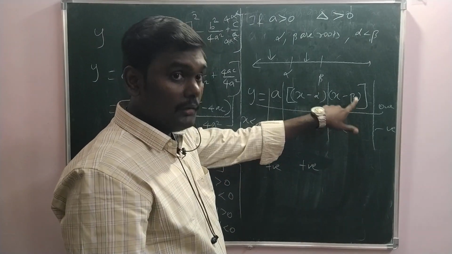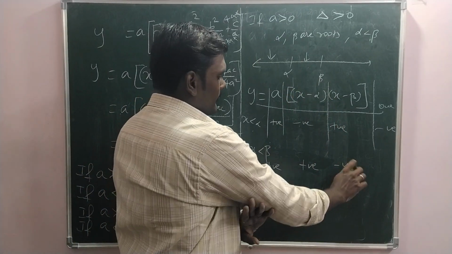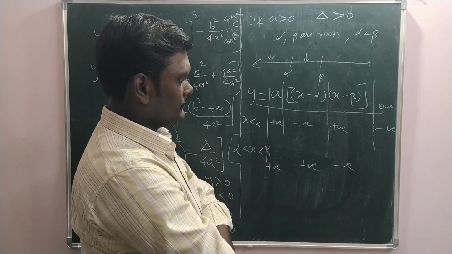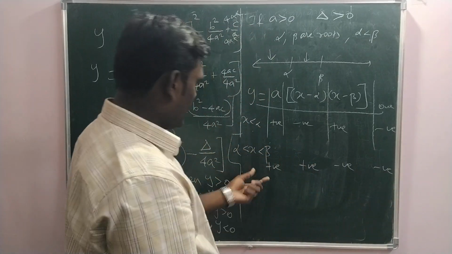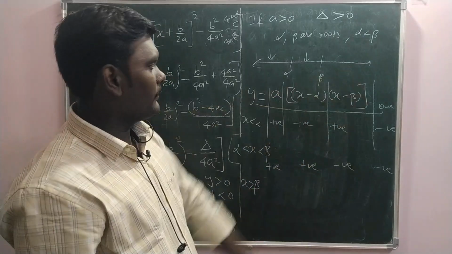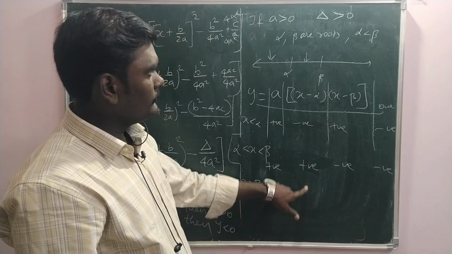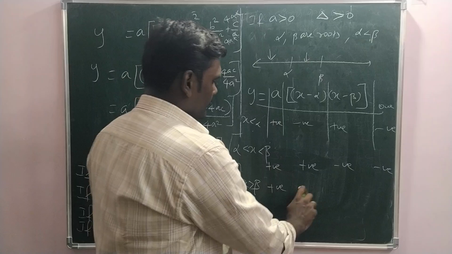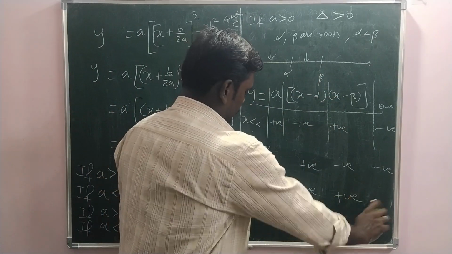You are subtracting beta from a value less than beta, so it is negative. Then totally it will become what? Negative. And then here, when x is greater than beta, you have to substitute one value. So this is positive. And then here, alpha is less, subtracted means positive, and beta is less, so here positive.